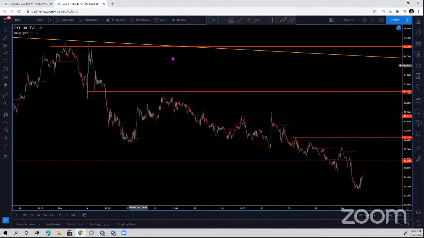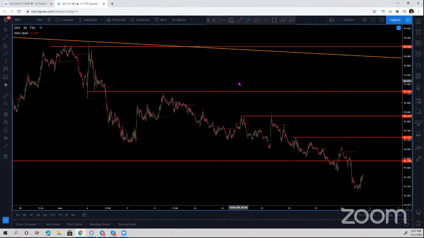And we were actually waiting for the possible rejection of the 9180 on the DXY, for a possible relief rally, perhaps to the previous highs around the 9320. That of course did not happen.